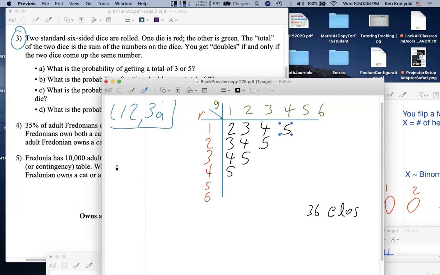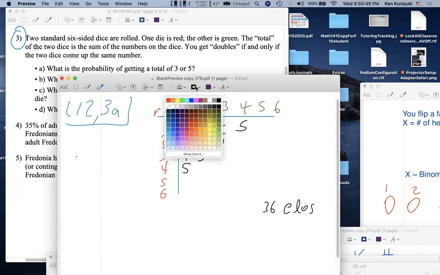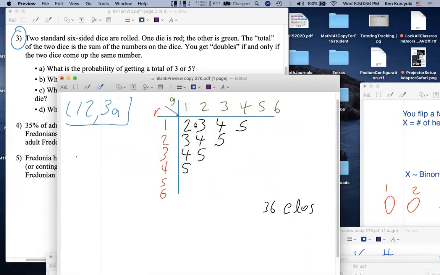So now I have enough information to answer A, because I have 36 ELOs total, 6 times 6, and these are equally likely. I'm going to circle these individually, actually. How about pure blue? I want the 3s, basically this skew diagonal, and I want the 5s, this skew diagonal. Count them up. How many of these entries have I circled?